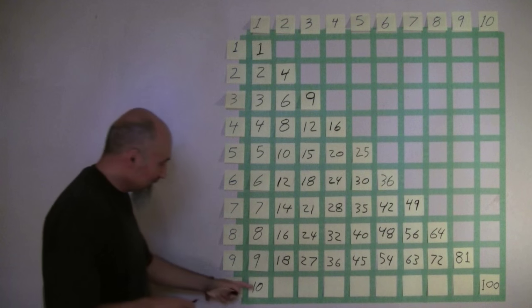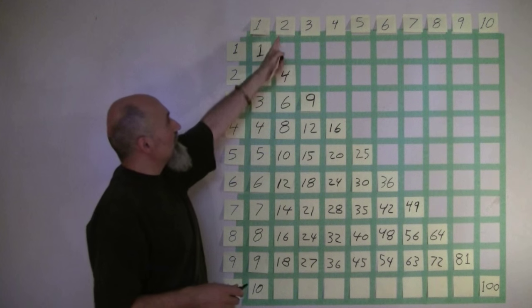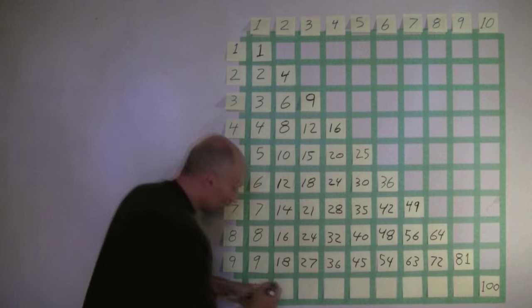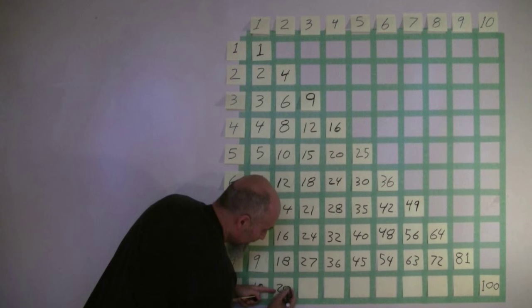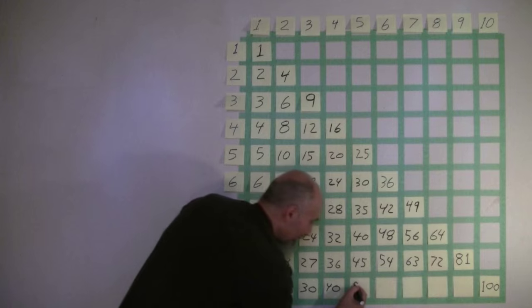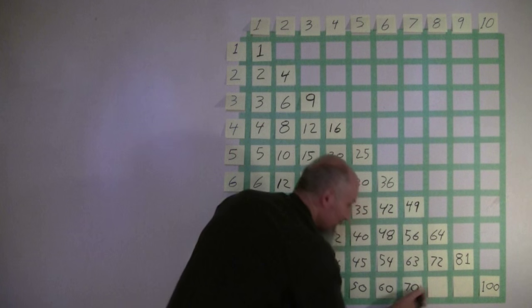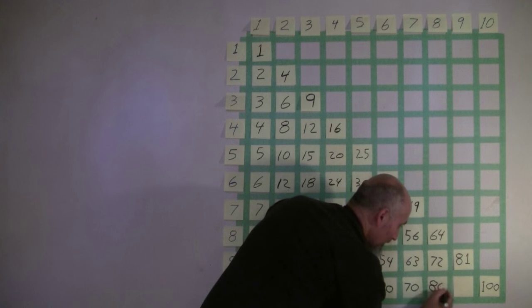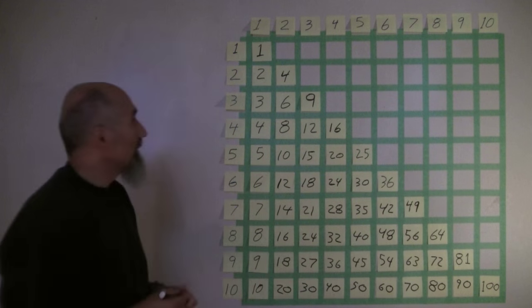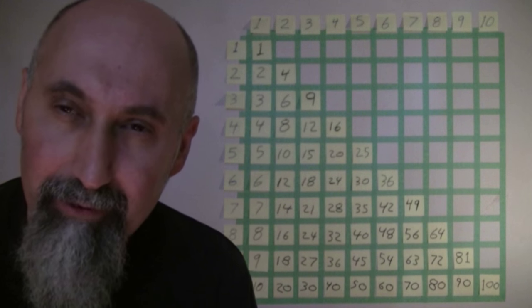Okay, so 10, multiply all those numbers by 10. It's just a zero added at the end of each one of those numbers, right? 10 times 2 is 20, 30, 40, 50, 60, 70, 80, 90, right? That's the bottom half of the multiplication table, right?